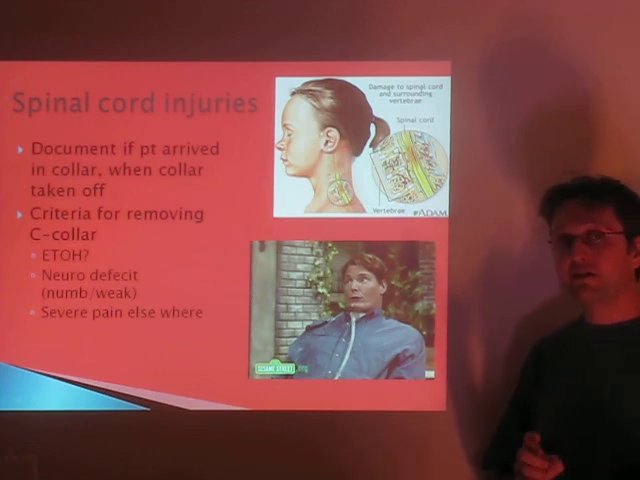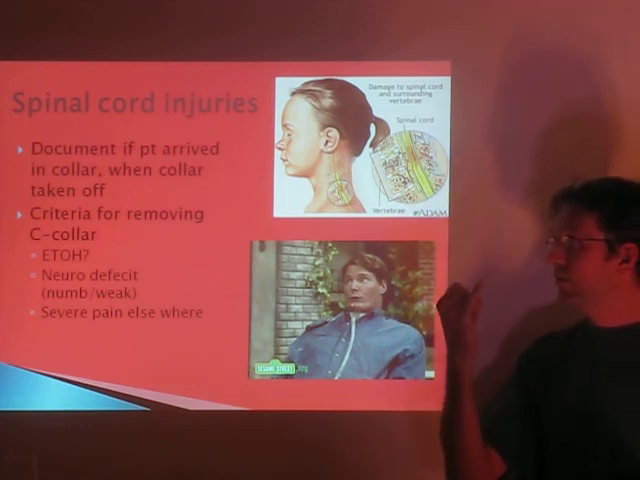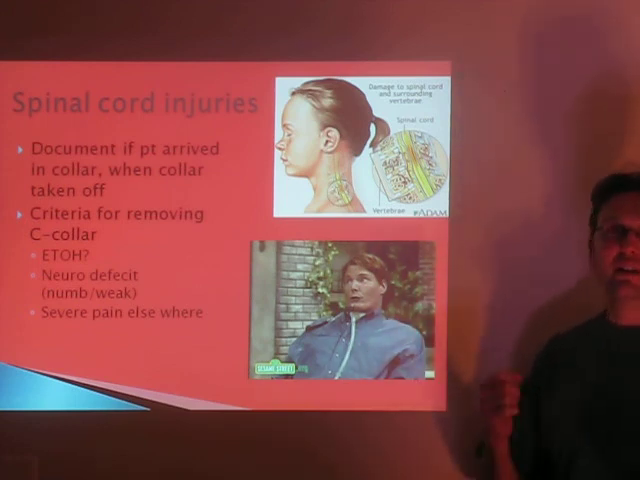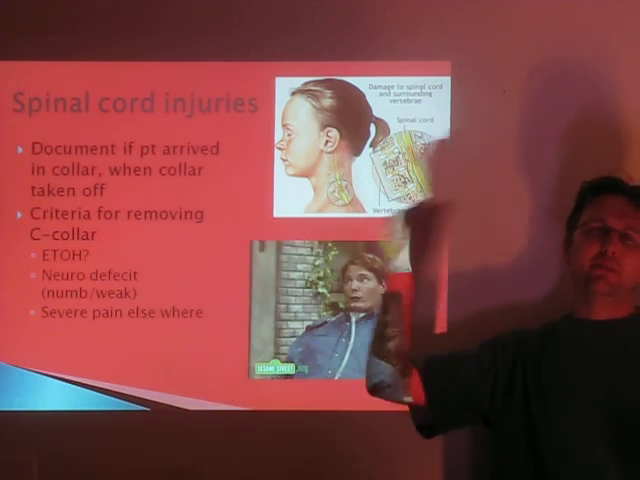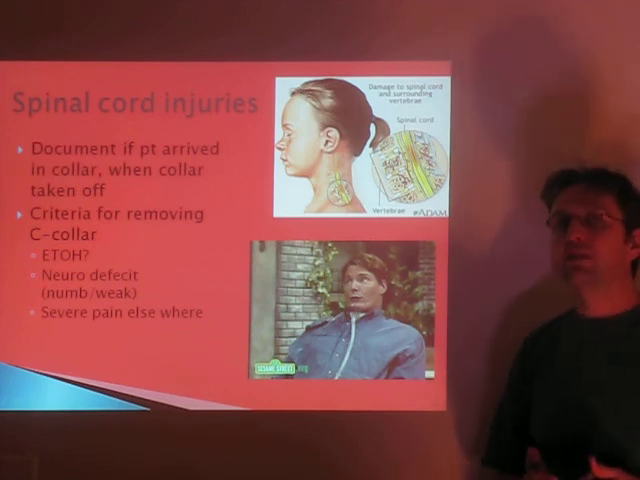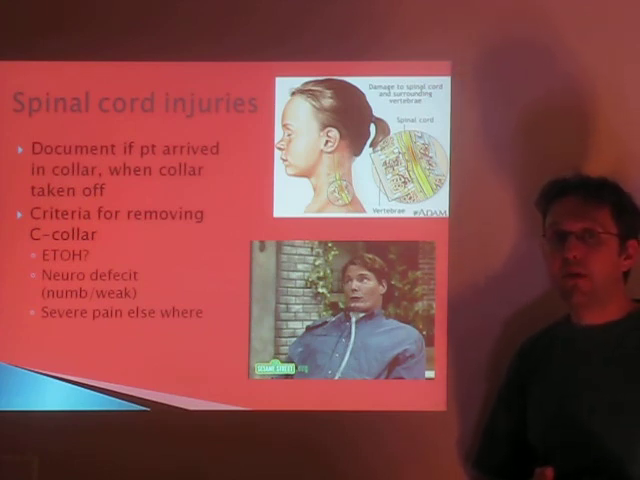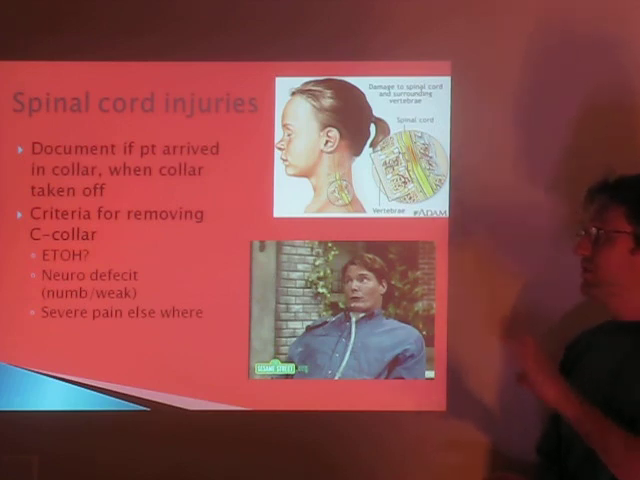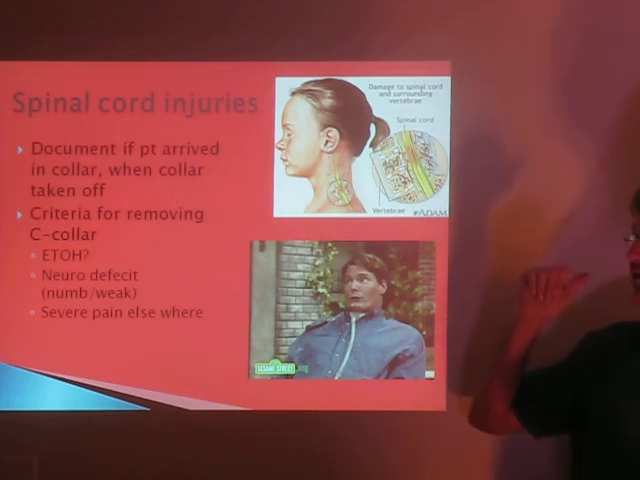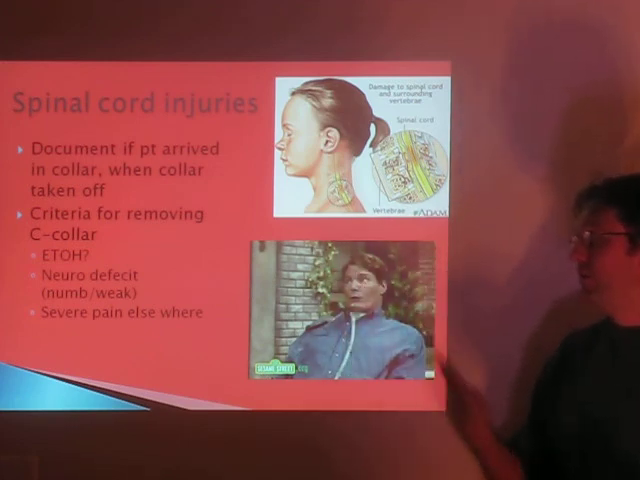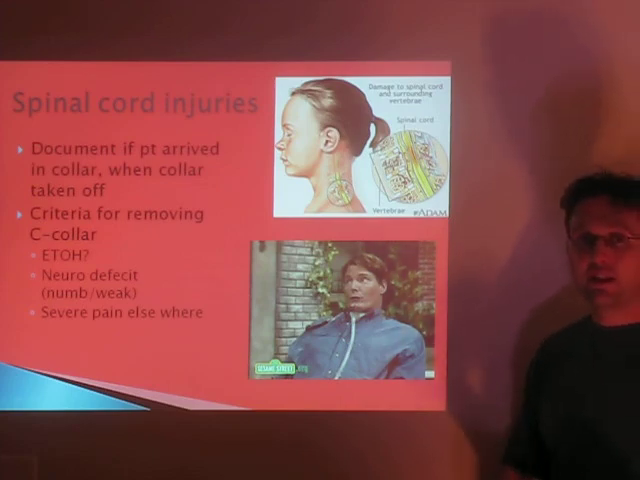So any patient that comes in a C-collar, you need to document, do they have alcohol on board? Do they have numbness or weakness anywhere else? And do they have severe pain anywhere else? If your arm has a bone sticking out of it, maybe you're not going to feel that neck pain. It's called a distracting injury. So it's a patient in severe pain somewhere else that might keep them from feeling the pain in their neck, which is the only indication they have a spinal cord injury. So those three things, or I should say four things. When did the collar come off? Did they have alcohol on board? Neurodeficits? Or do they have distracting pain?